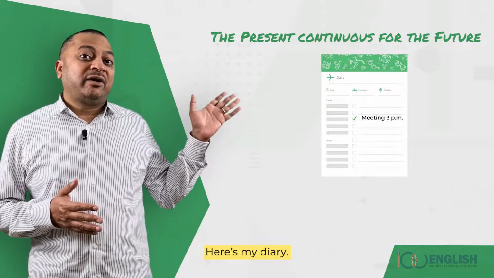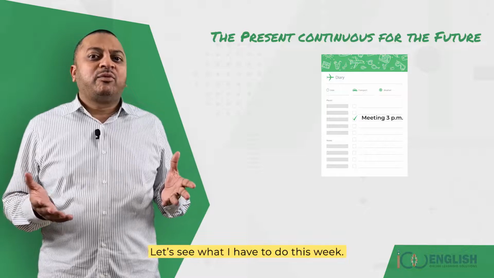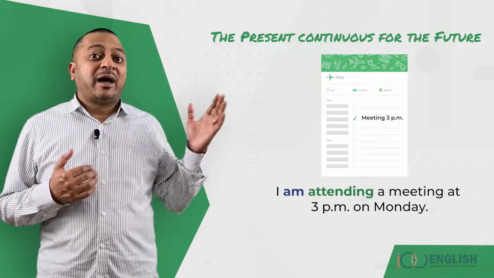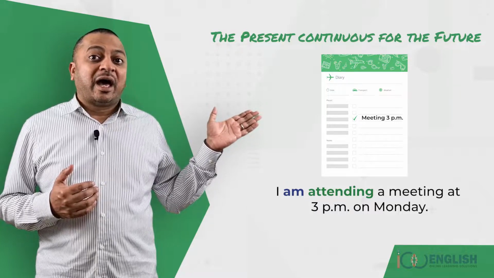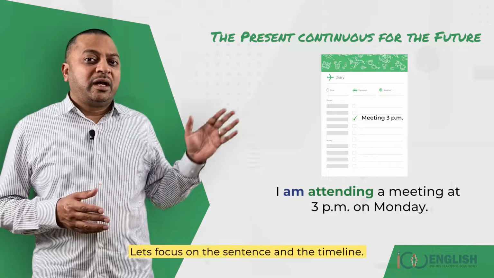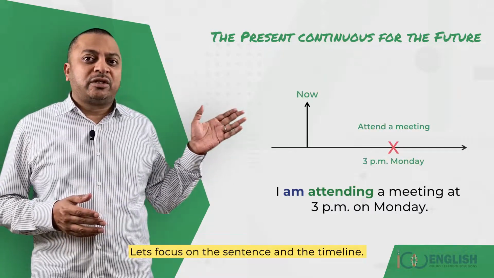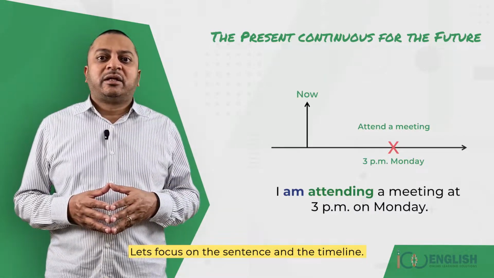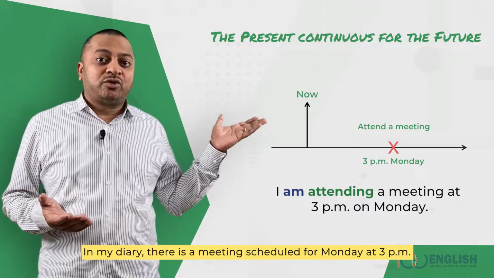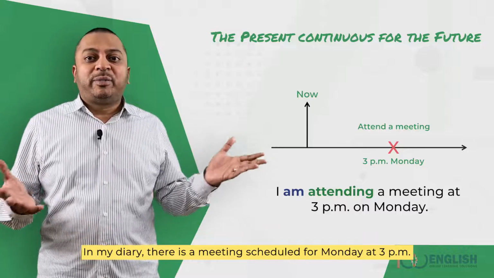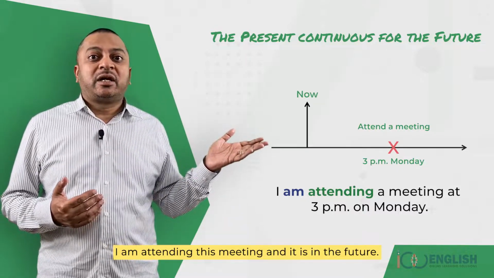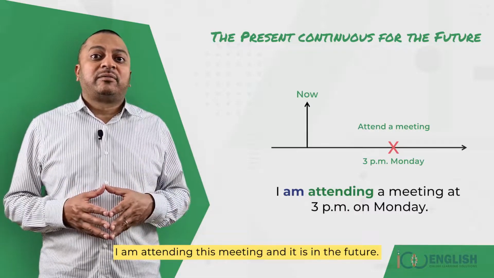Here's my diary. Let's see what I have to do this week. I am attending a meeting at 3 p.m. on Monday. Let's focus on the sentence and the timeline. In my diary, there is a meeting scheduled for Monday at 3 p.m. I am attending this meeting and it is in the future.